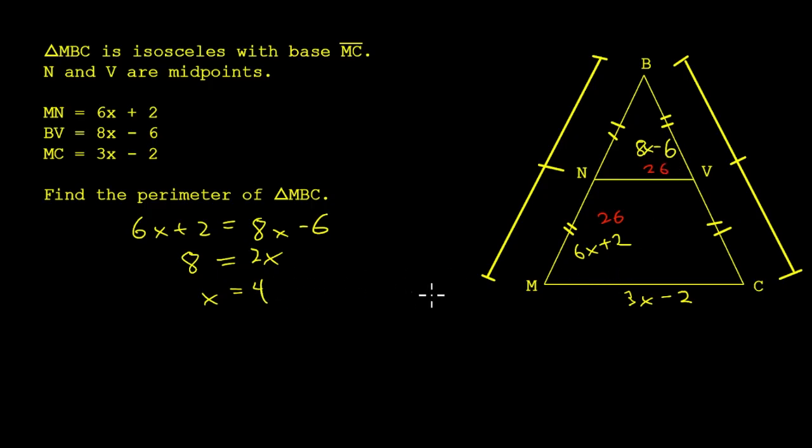Now plugging in down here, we have 4 times 3 is 12, minus 2 is 10. This is 10. These two are 26. So NB is 26, and VC is also 26. So then the perimeter will be 4 times 26 plus 10, which is 114. And we are done.